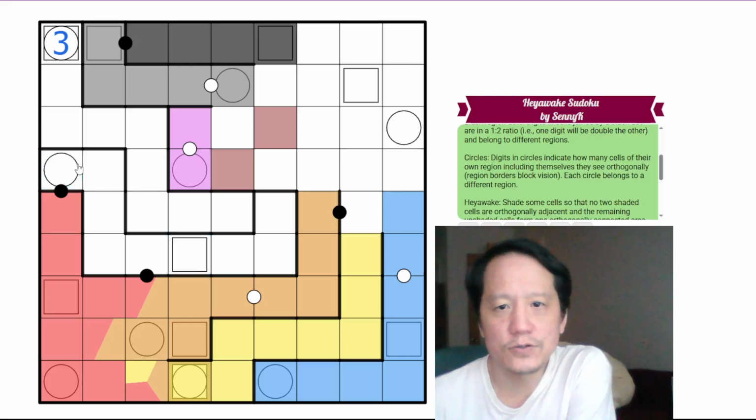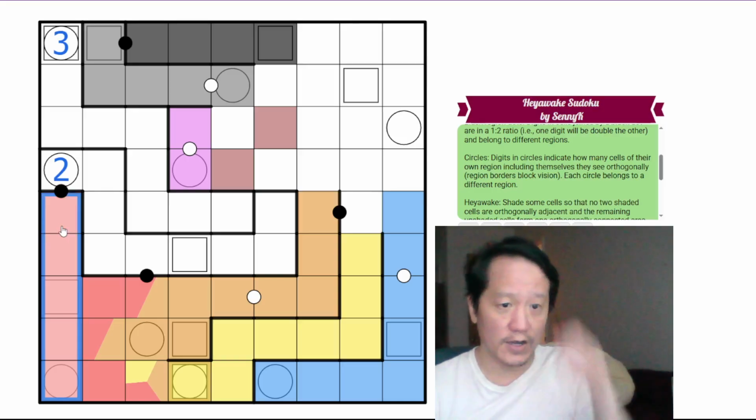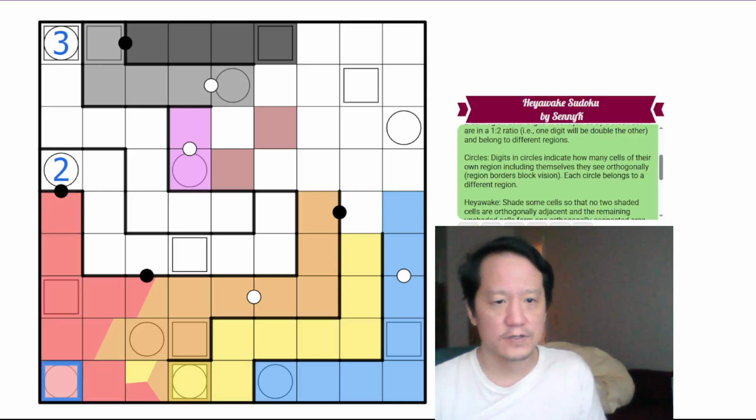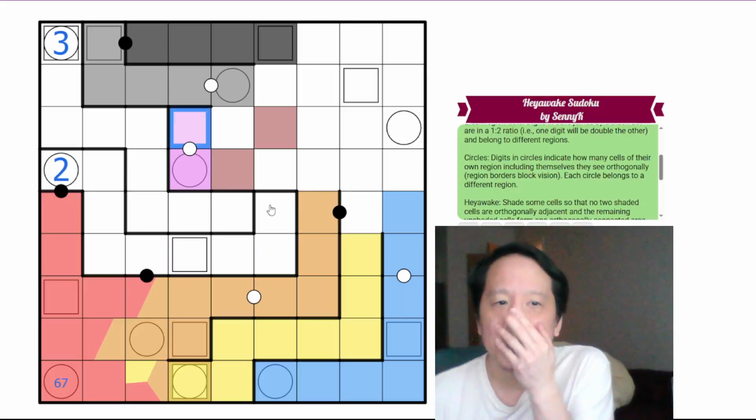Okay. Circles, again, see how many cells they're orthogonally regions. So this is 2. This sees at least 5, 6. So it could be 6 up to 7. So it's 6 or 7 there. Okay.